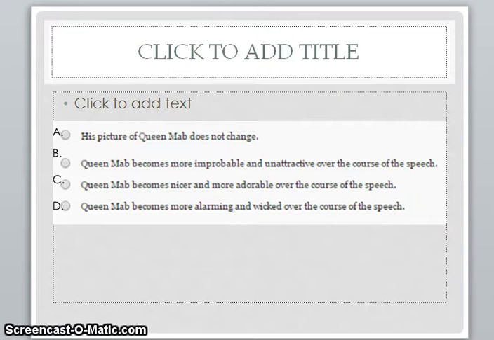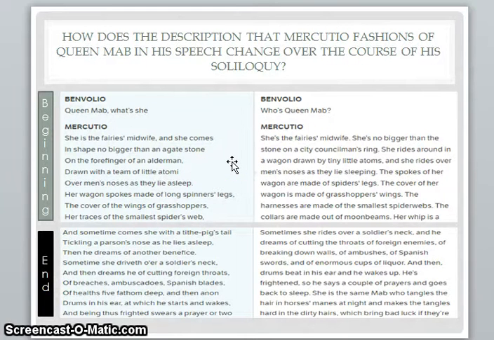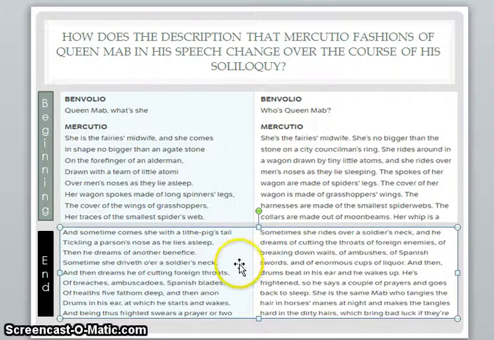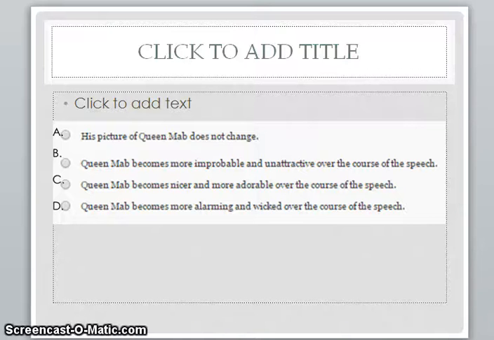You will notice, if you read the excerpt, that the description of Queen Mab becomes more alarming and wicked, because he starts out by saying that she is the fairies' midwife, and she comes in the shape no bigger than an agate stone on the forefinger of an alderman, drawn with a team of little atomi. So it's very lighthearted, and then it goes on to say, sometimes she driveth over a soldier's neck, and then dreams he of cutting foreign throats. So she becomes a little bit more wicked, and she gives people dreams that will be kind of naughty, or wicked is a good description.